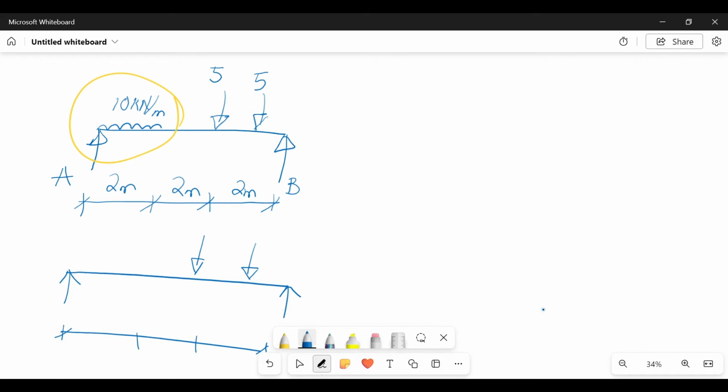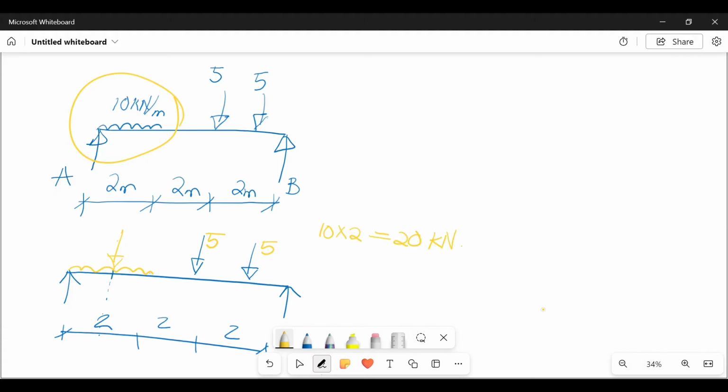So we had 2, 2, 2 there. Remember, when you convert from your UDL to a point load, it acts in the very center of the distance it was initially acting along. The 5 remains 5, that 5 remains 5, and on here we have 10 times 2, which is 20 kilonewtons as a point load.